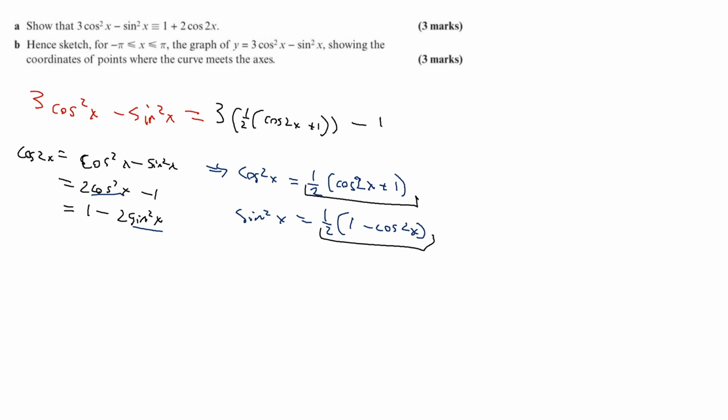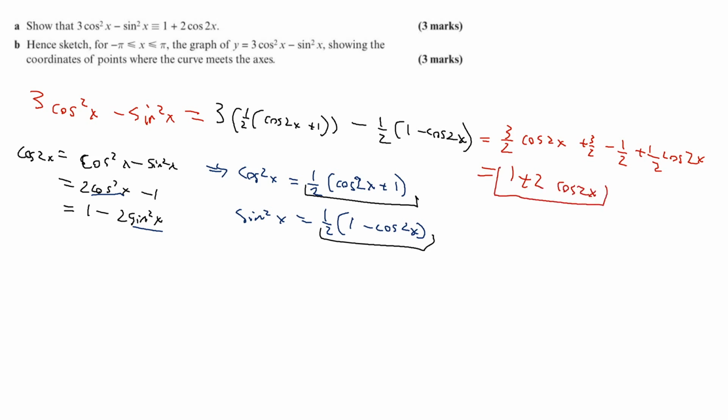Minus 1/2 times 1 minus cos 2x. Okay? And now we can expand it out to get 3/2 plus 3/2 minus 1/2 plus 1/2 times cos 2x, which is the same as 1 plus 2 cos 2x. And that is your final answer for part A. Done and dusted. Now let's look at part B.